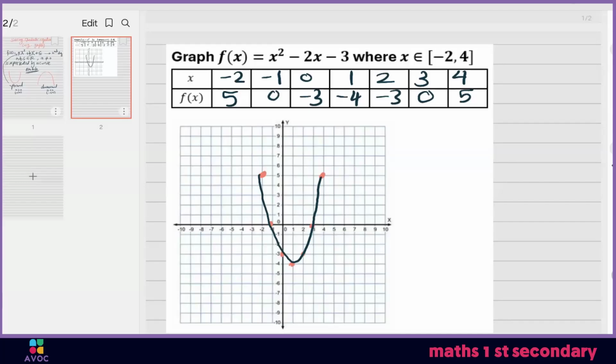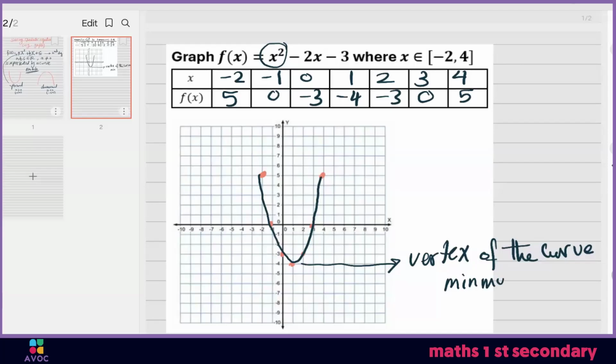Okay, so this is called the parabola. The parabola is opened upward. Why? Because the coefficient of x squared here is positive. This is 1, so it is positive, so the curve opened upward. This point is called the vertex of the curve. Because the curve is opened upward, here we have a minimum value. Okay, do you understand?